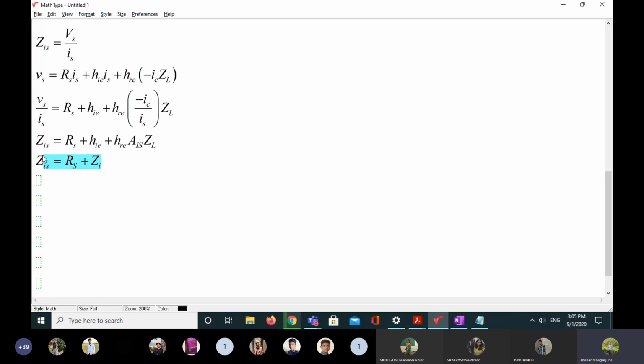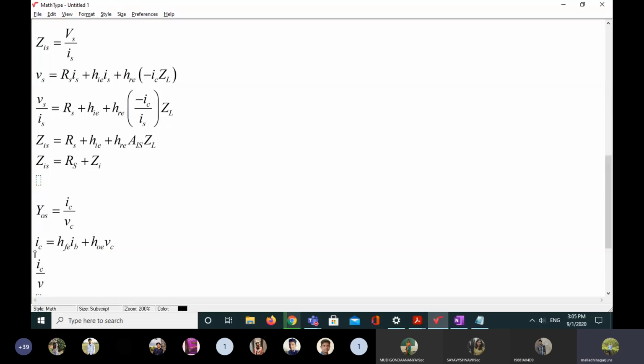In a similar way, if you go for the output admittance also, there I didn't find a way to write the equation in the form of ZI. So what I wrote is YOS equal to IC divided by VC. IC is equal to, what is the formula, HFE IB plus HOE VC. In this equation I took VC as common.